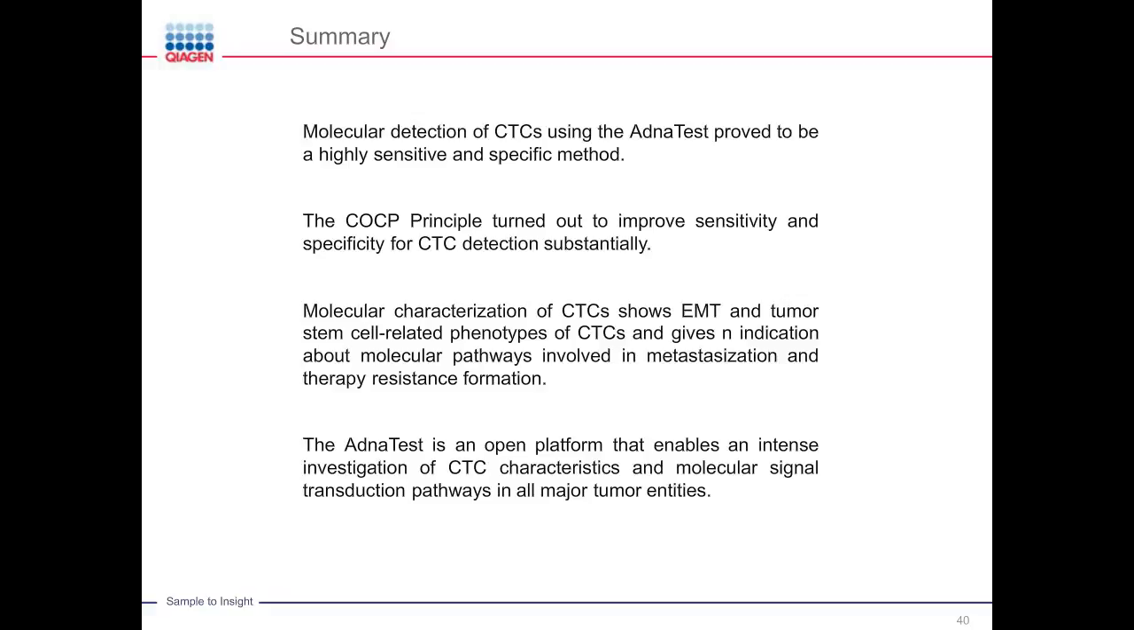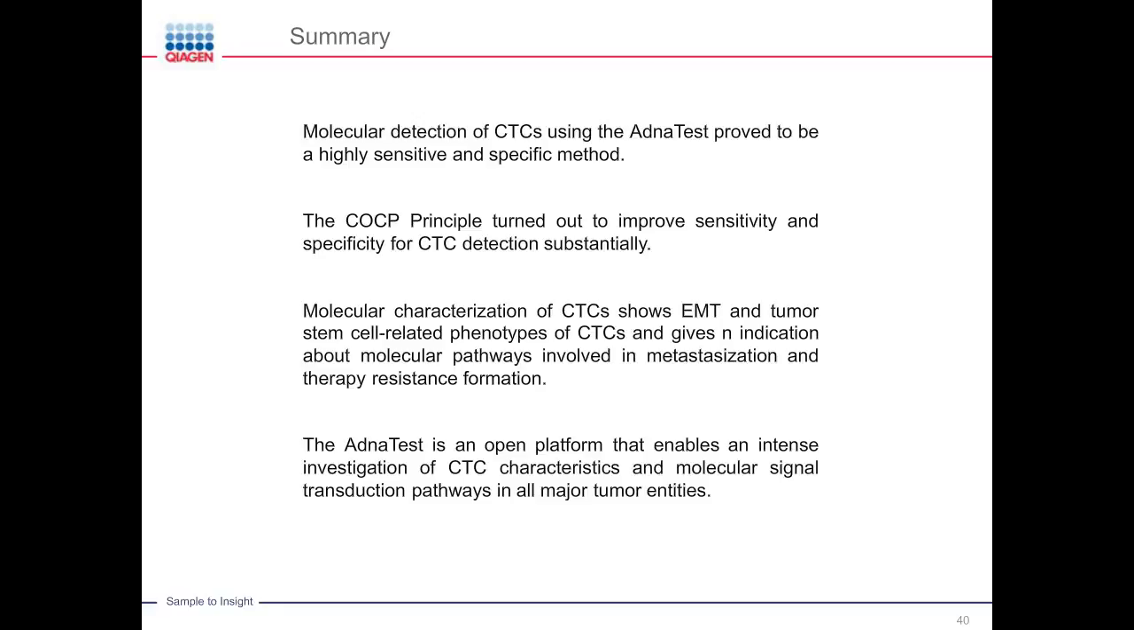The molecular characterization of CTCs has been proven to be able to identify EMT and tumor stem cell related phenotypes by means of molecular biology and gives an indication about molecular pathways that might be involved in metastasis formation, but more importantly, that might be involved in resistance formation, because that could in future give us ideas about how to overcome resistance. If we see what is the reason for the resistance, we have at least an idea about what we could do to overcome the resistance and to help the patient.